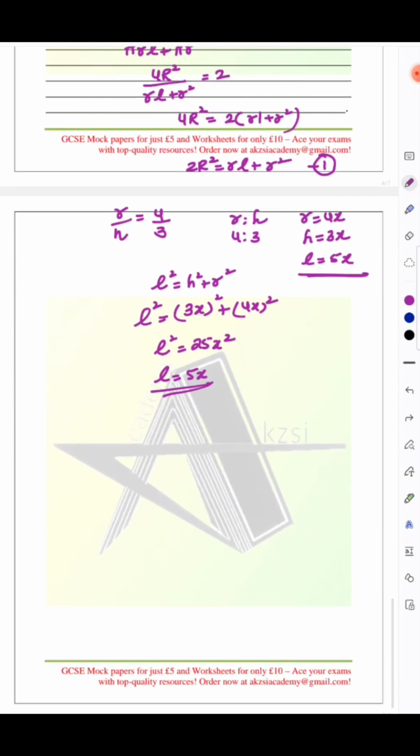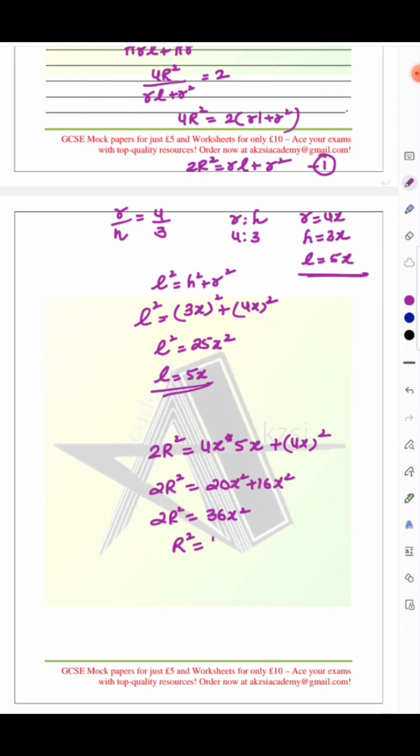So in equation 1, I can put the value of r as 4x and L as 5x: 2r squared equals (5x plus 4x) whole squared... 2r squared is 20x squared plus 16x squared. So 2r squared is 36x squared. Dividing both sides by 2, I'll get r squared equals 18x squared. Taking the root, you'll get r equals root 18, which gives me 3√2x.